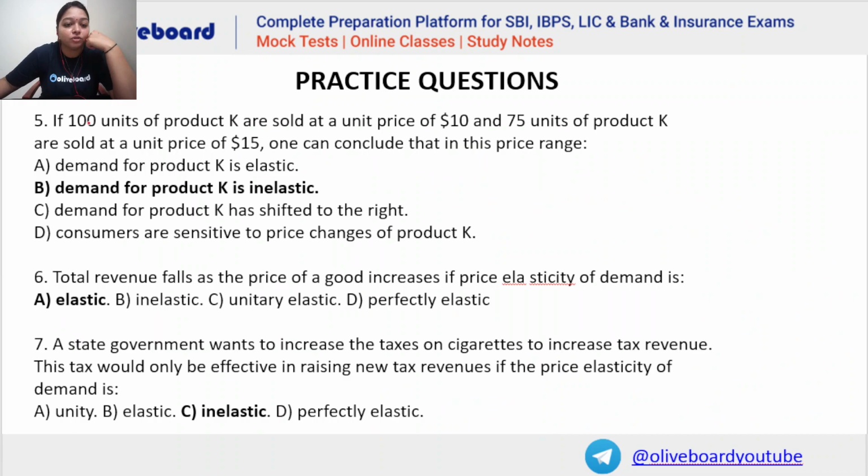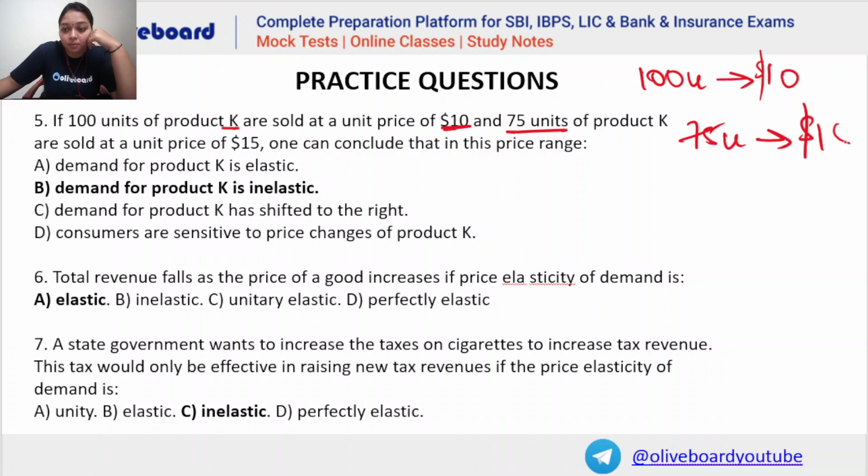Then the fifth one: if 100 units of a product K are sold at a unit price of 10, okay? So 100 units are sold when the price is $10, and 75 units of the same product are sold when the price increases to 15. So what is happening here? Price is increasing, quantity demanded is decreasing. That is visible to everybody, right? So one can conclude that in this price range. So again we will have to solve it. Let us solve the question, right?